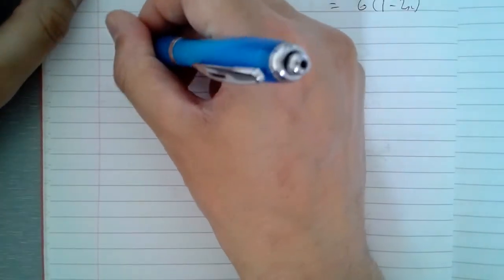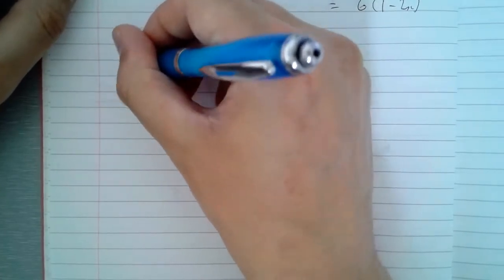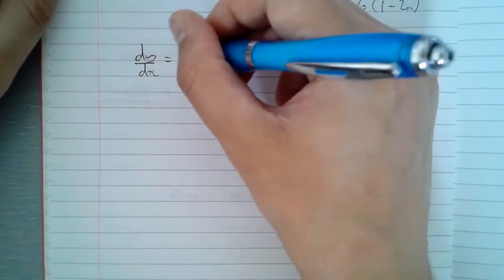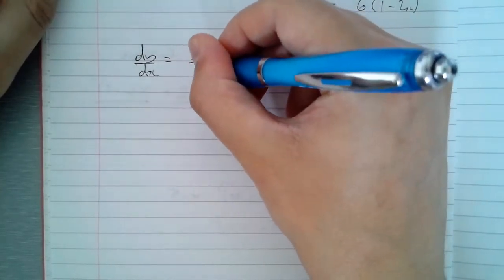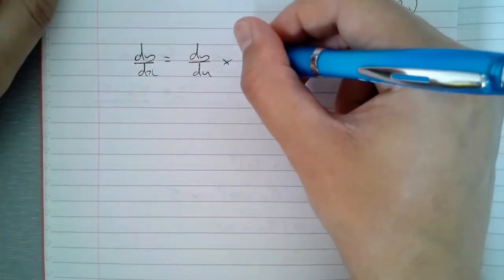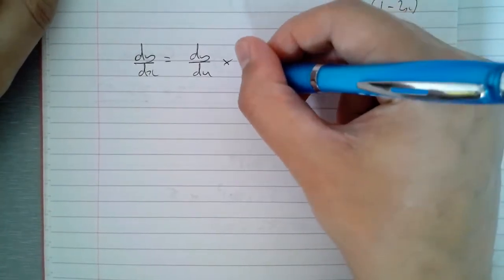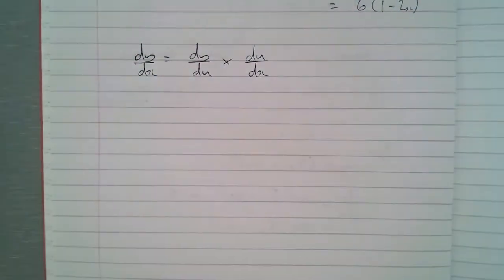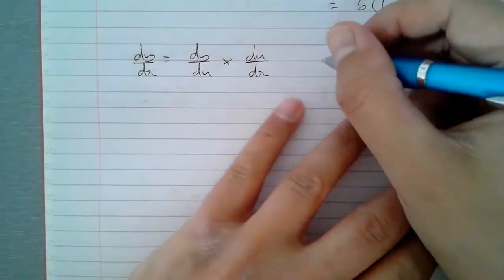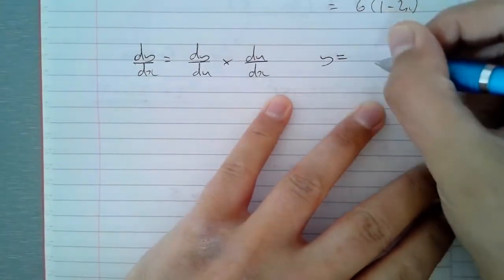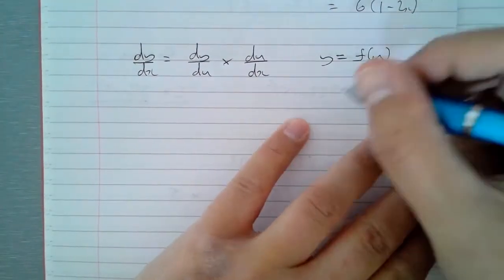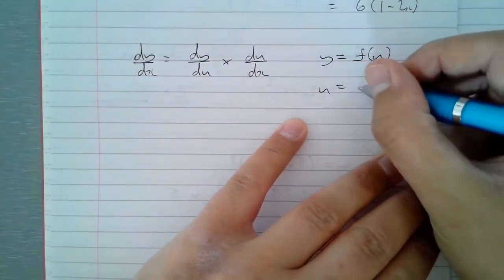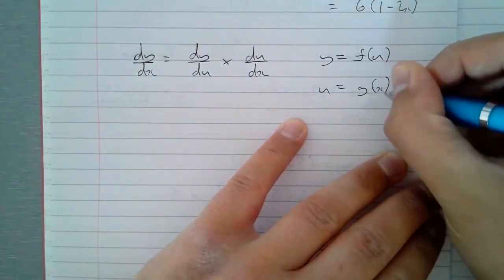So the chain rule formally is this: dy/dx is equal to dy/du times du/dx, and this is where y is equal to some function of u and u is some other function g of x.